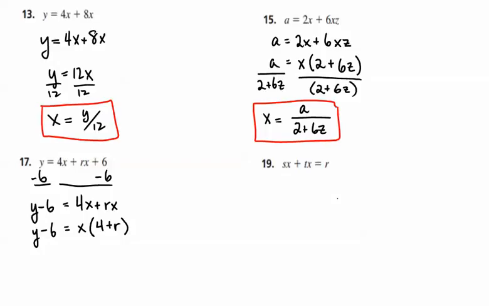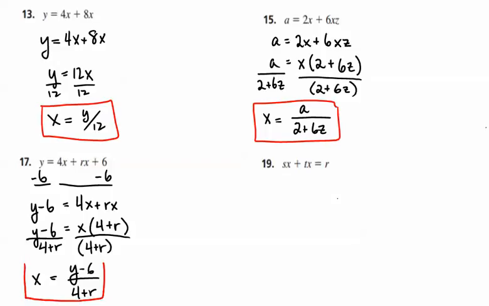Multiplying back, x times 4 is 4x. X times r is rx. So that's fine. The last step in isolating the x would simply be to divide both sides by 4 plus r, and we get x is equal to y minus 6 over 4 plus r. Right? So we just have one more like this.